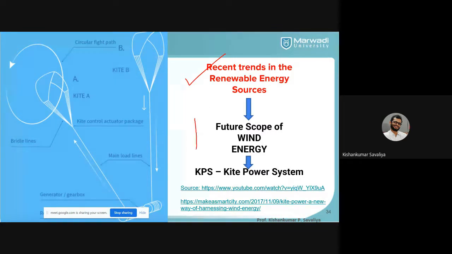And if we talk about wind energy, what is the future scope of wind energy? Right now it is ongoing, or you will observe in the next 2 days, the Kite festival, right? It is Makar Sankranti, it is Uttarayan, right?